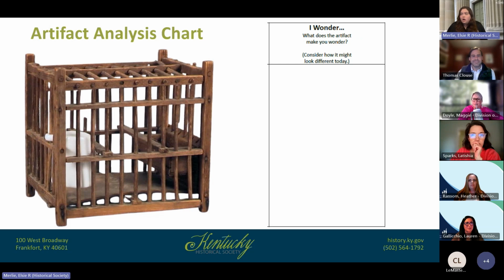So the last section of the artifact analysis chart is going to be I wonder. What does this artifact make you wonder? Consider how it might look different today. I wonder what it's for. I'm anxious to learn. I'm hoping the canaries are more protected today. And maybe we have a different way of measuring safety. Same wondering, Maggie. I do have an answer to that question in a little bit. I also wondered the same thing, so I went on a deep dive.